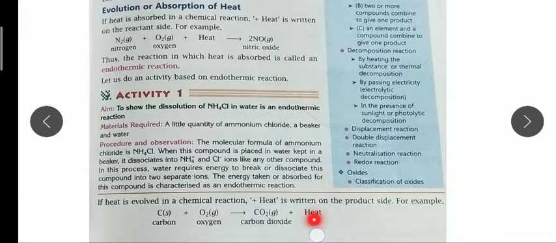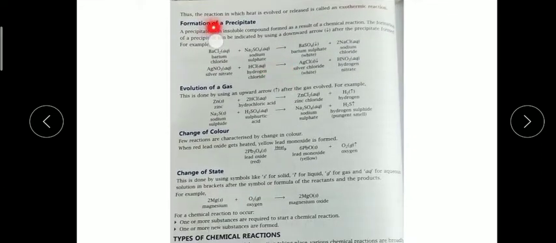When carbon, which is a solid, reacts with oxygen, which is a gas, it gives carbon dioxide and releases a lot of heat. This is an example of an exothermic reaction. The definition is also given: the reaction in which heat is released or evolved is called exothermic reaction. Next is formation of precipitate.